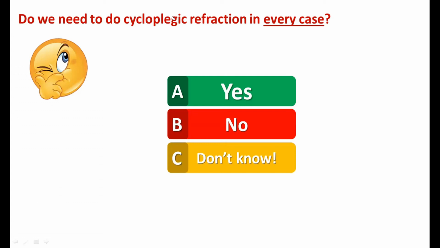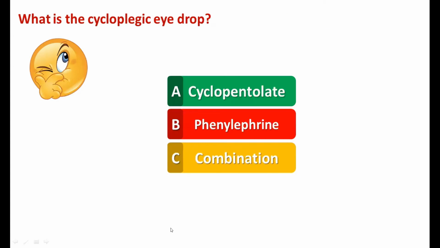So you need to relax the accommodation, because sometimes if you have an older kid and you do autorefractometer, for example, you may find like -3 or -5 or even 0 refraction. And after cycloplegic, you find hypermetropia, because hypermetropia can be masked by their accommodation, the power of their accommodation. So we need to do cycloplegic refraction in every single case.